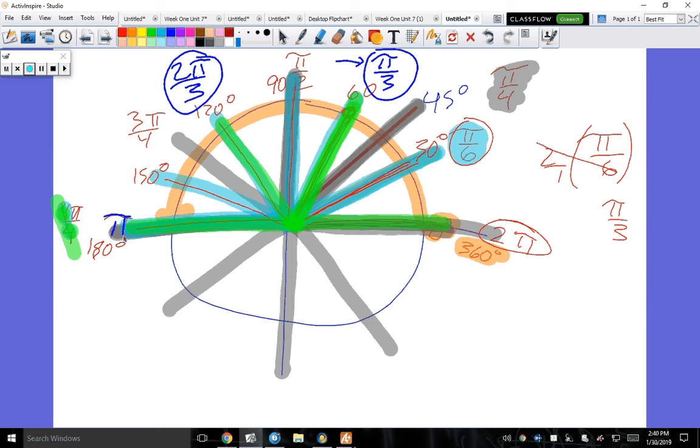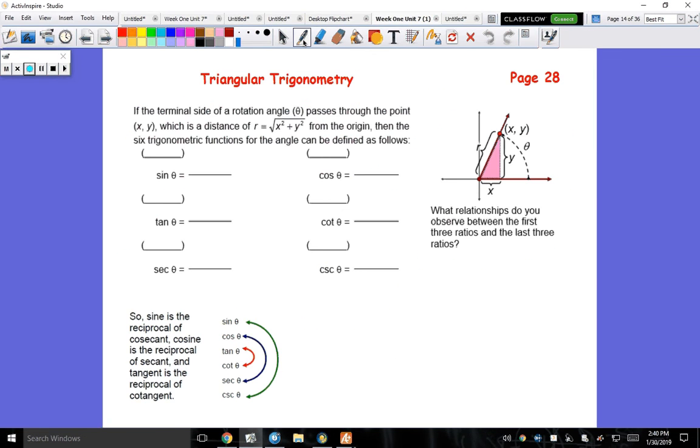Let's go to the new stuff of what we're talking about for today. Triangular trigonometry. Alright, so first, let me pause the video because I think some of you don't have this sheet that I got to give to you real quick.